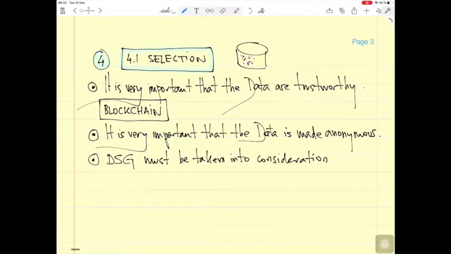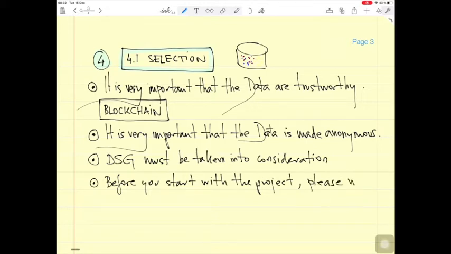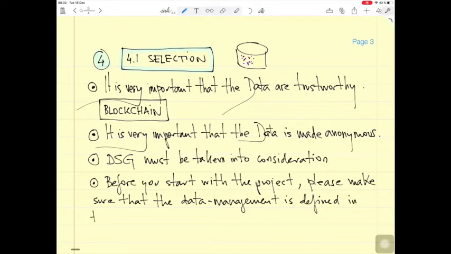And before you even start with the project, please make sure that the data management is defined in the contract. Okay.